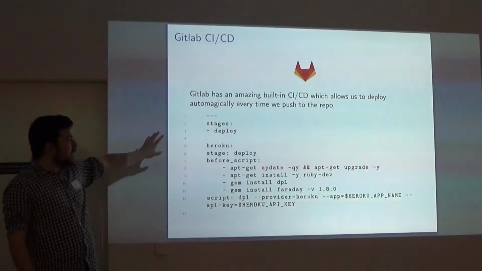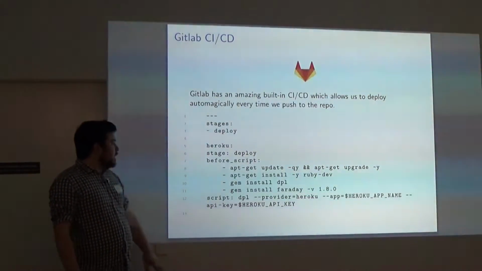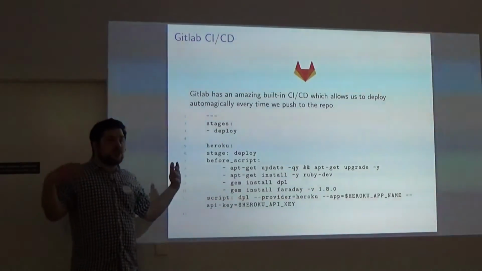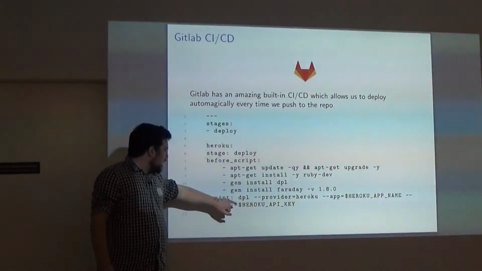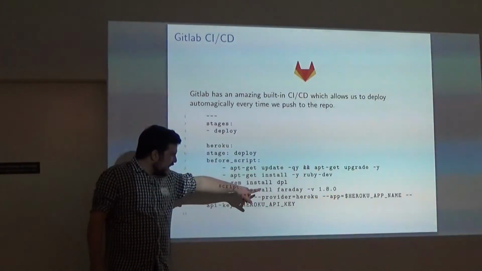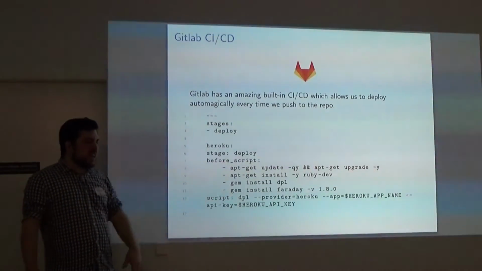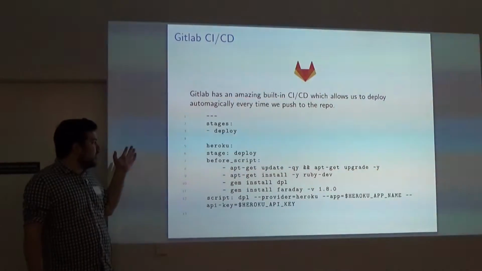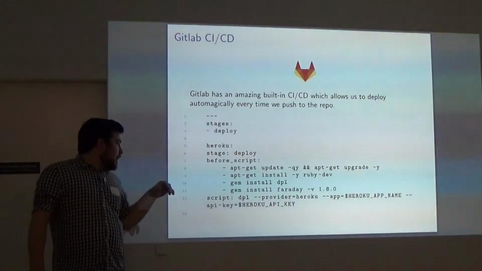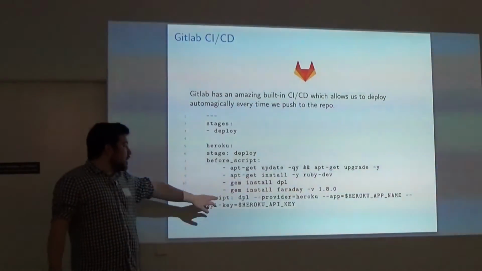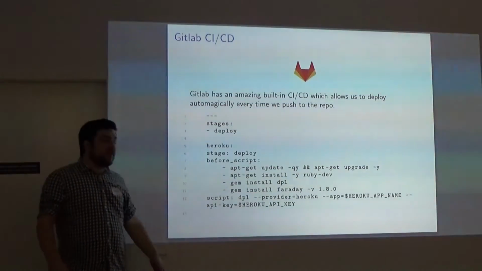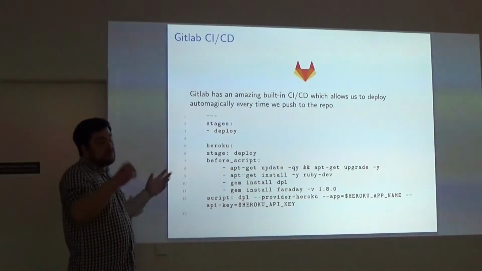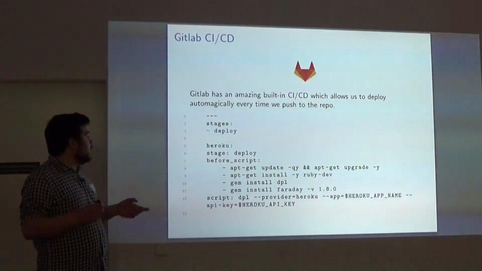And this is the GitLab CI example, in which we will run in a container, and we just need to install DPL. In this case, I had to install this Faraday dependency and fix it to a version. I don't know what was going on. I will probably take a look. And then we just need to run the DPL command with the provider Heroku, and then provide the app name, which we set up when we created the app, and the Heroku API key, and we were done.